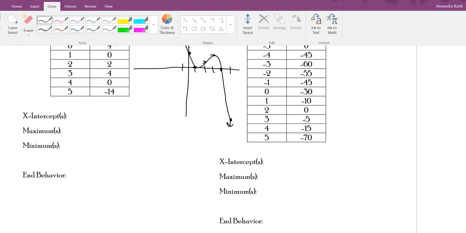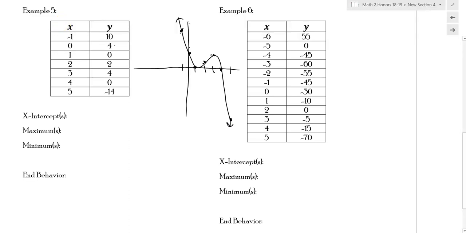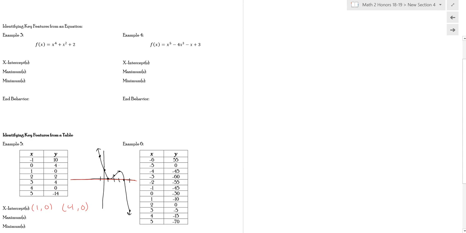And now we're doing the exact same thing. We're just finding our x-intercepts, maximums, minimums, and end behavior. So x-intercepts are along this line. I see one at 1, 0, and 4, 0. These are pretty easy to spot just from your table too, even if you didn't draw it. Again, your y value should be 0.